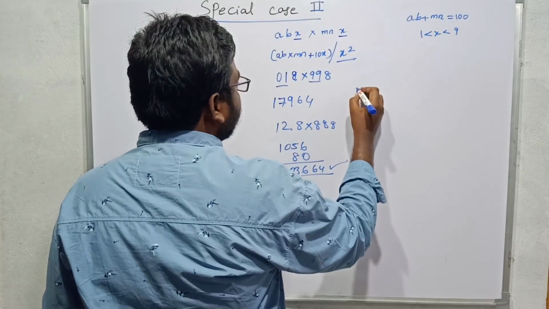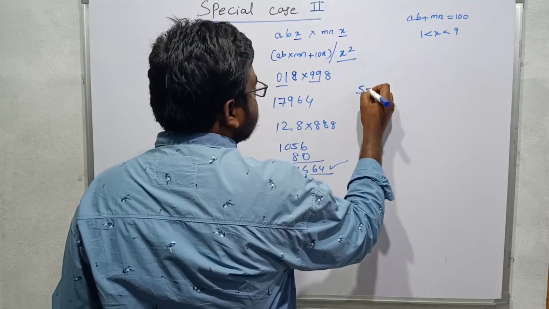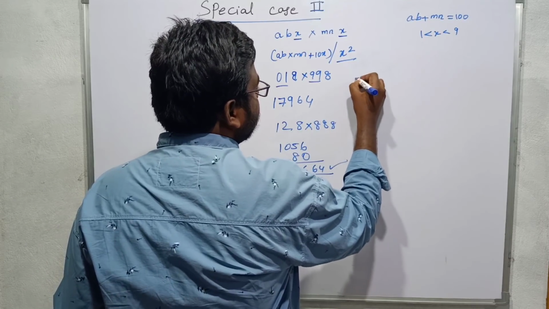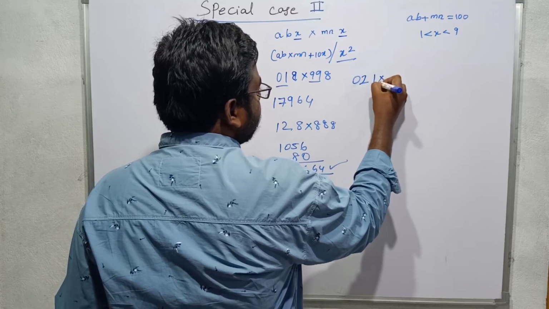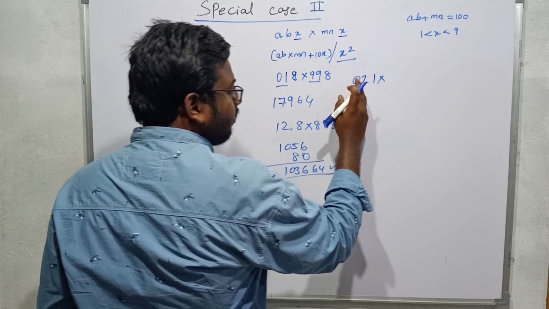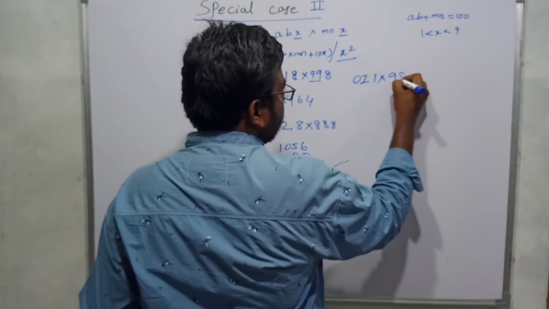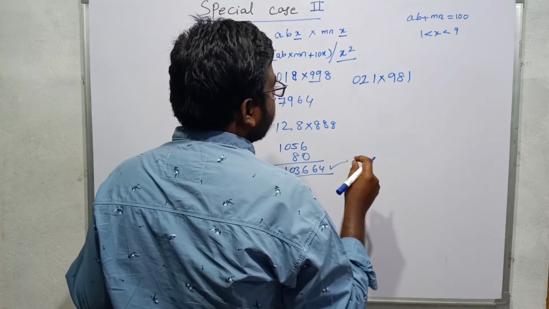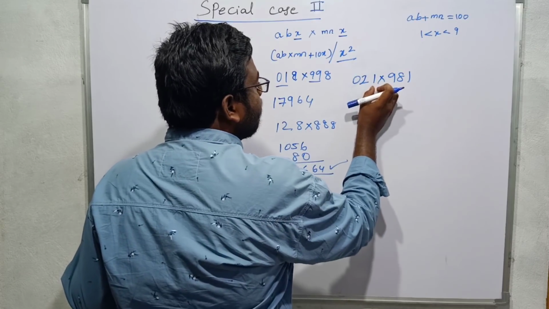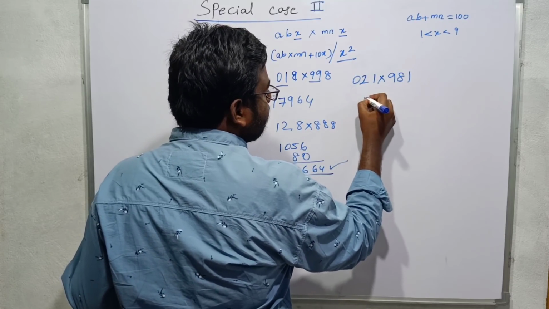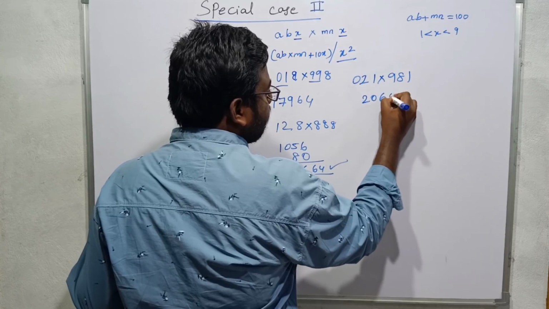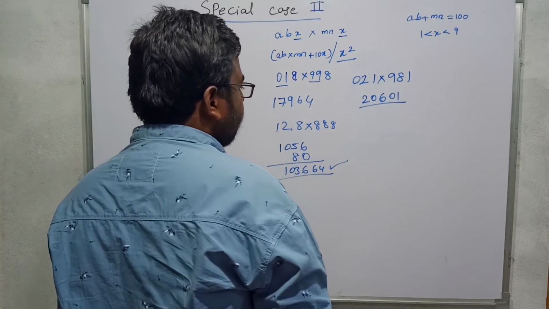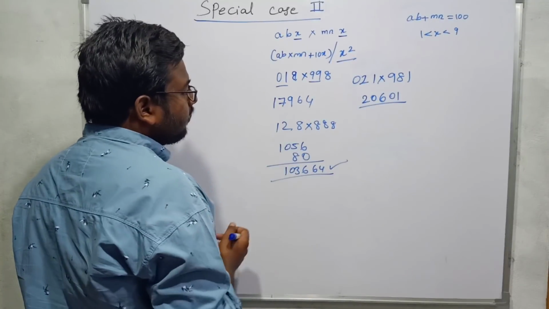For example, if you take 5, you can take later. That means 0 to 1 means 21, 981, 98 2 is 196, 196 plus 10, this is nothing but 206, and before it 01, because 1 square should always be written as 01. So similarly you can do like this.